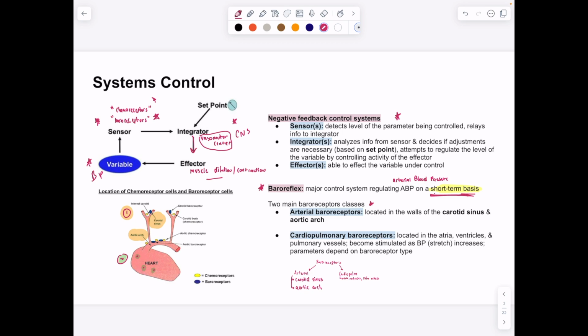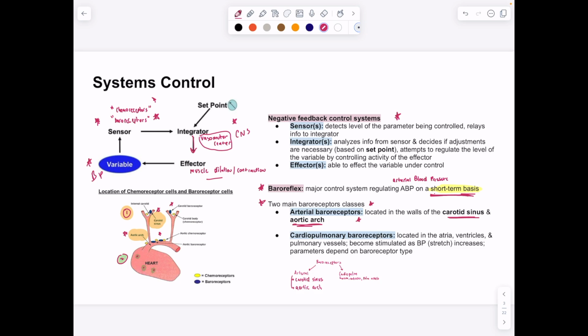It's controlling blood pressure on a short-term basis using two main classes of baroreceptors. We have the arterial baroreceptors, which are located in the walls of the carotid sinus and the aortic arch. So it's here and here. We know that coming off of the aorta, we have the common carotid arteries eventually. And so our baroreceptors are located there, and then our aortic arch has the arterial baroreceptors.